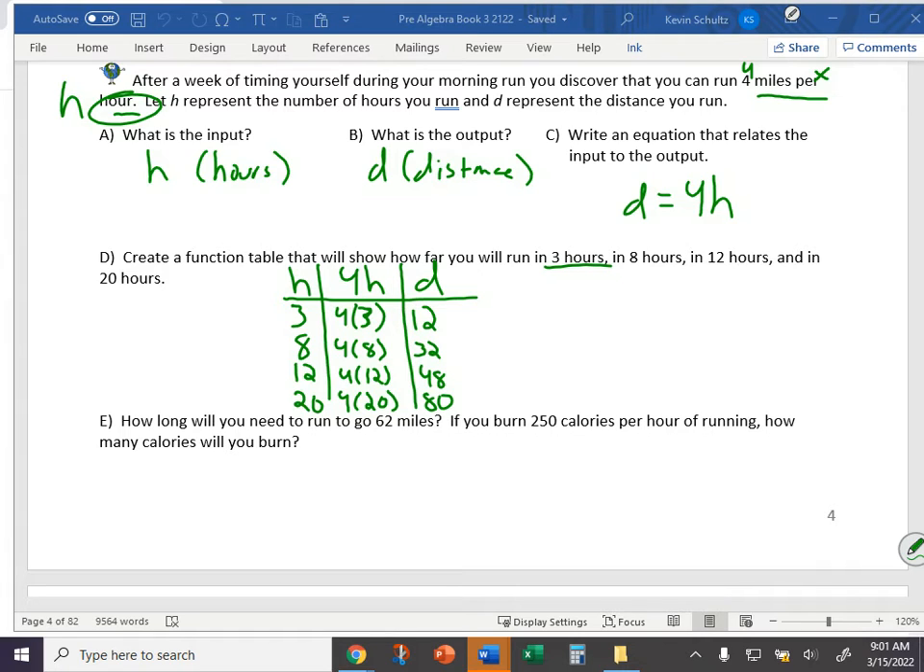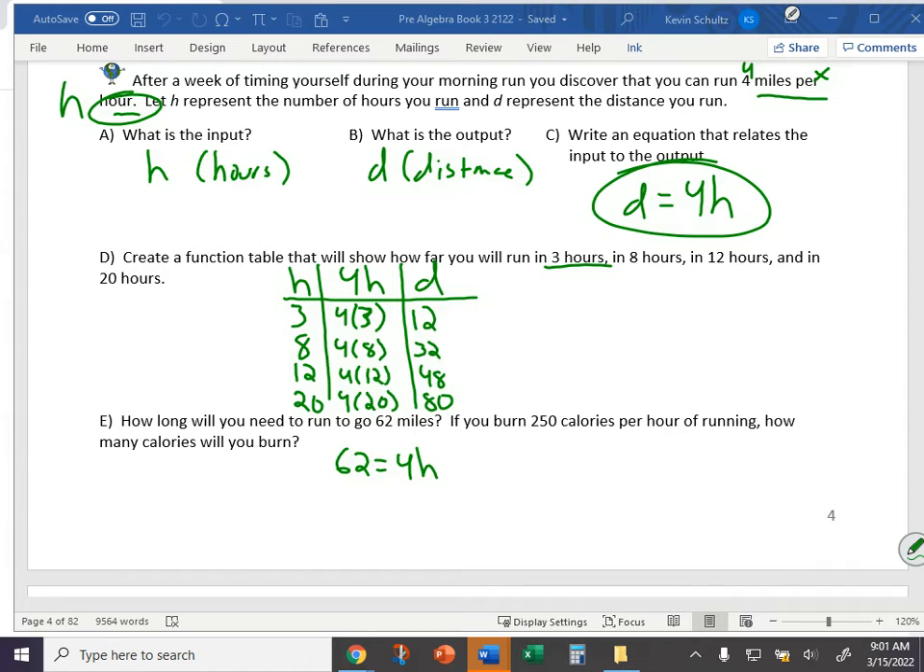Our equation stays the same here. D equals 4 times H. But instead of giving you a value for H, I'm now giving you the value of the distance. 62 equals 4 times H. How many hours will it take us to run 62 miles? What would your step be to solve this?